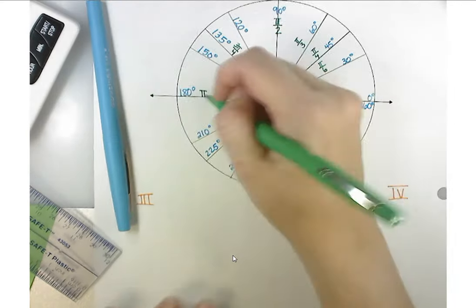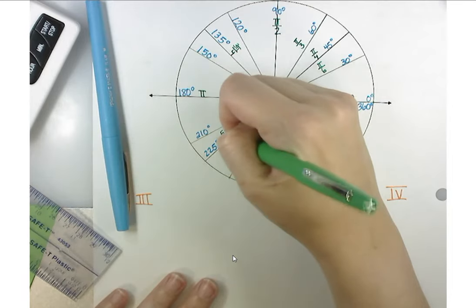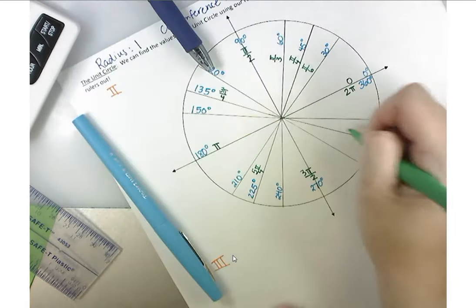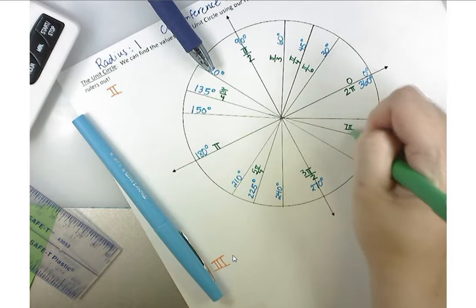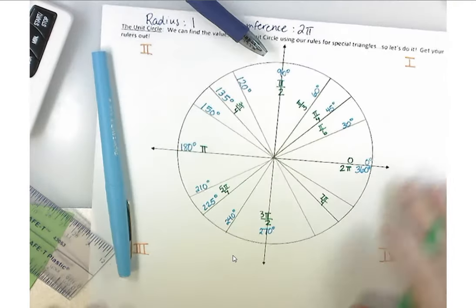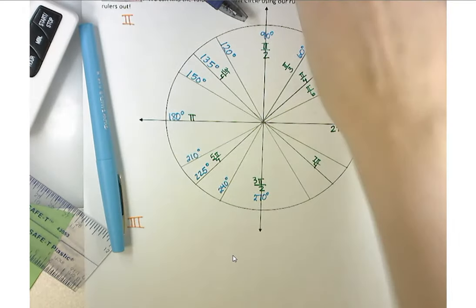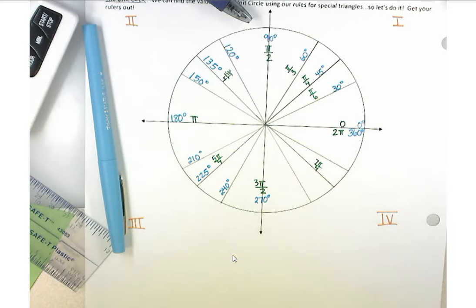Okay, so we had 4 pi over 4, so this is 5 pi over 4. 6 pi over 4 reduces, and then we have 7 pi over 4. Okay, now the only one we have to do next is the 30 degree, because if you add 30 to 30, what do you get? 60, so they'll hit all the same spots.